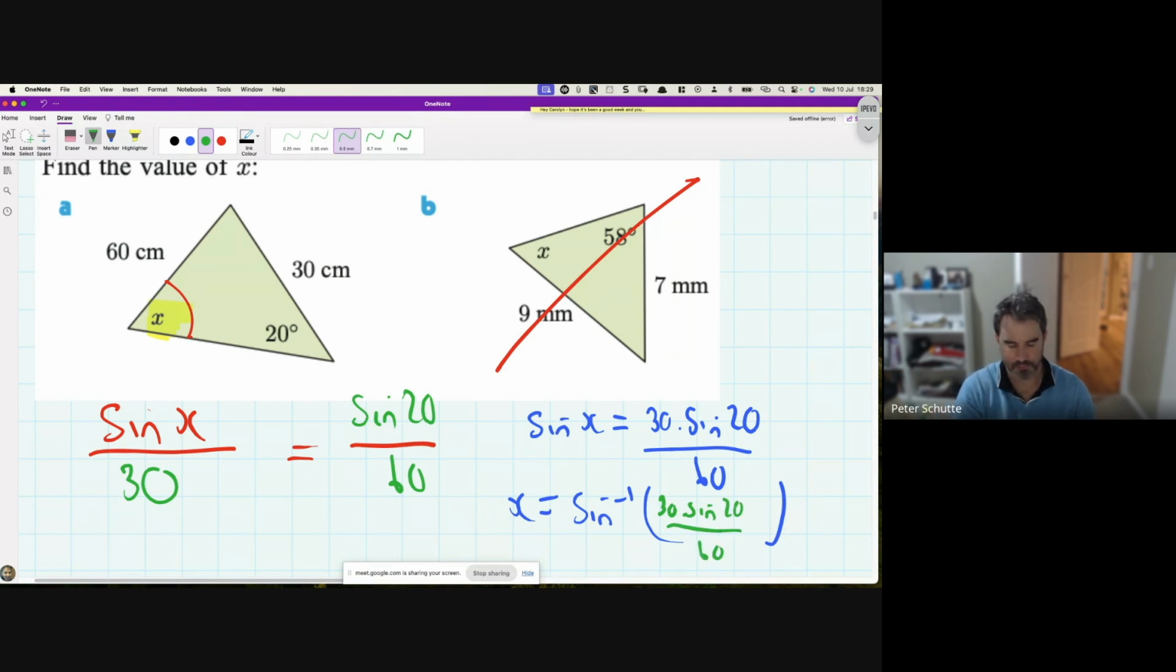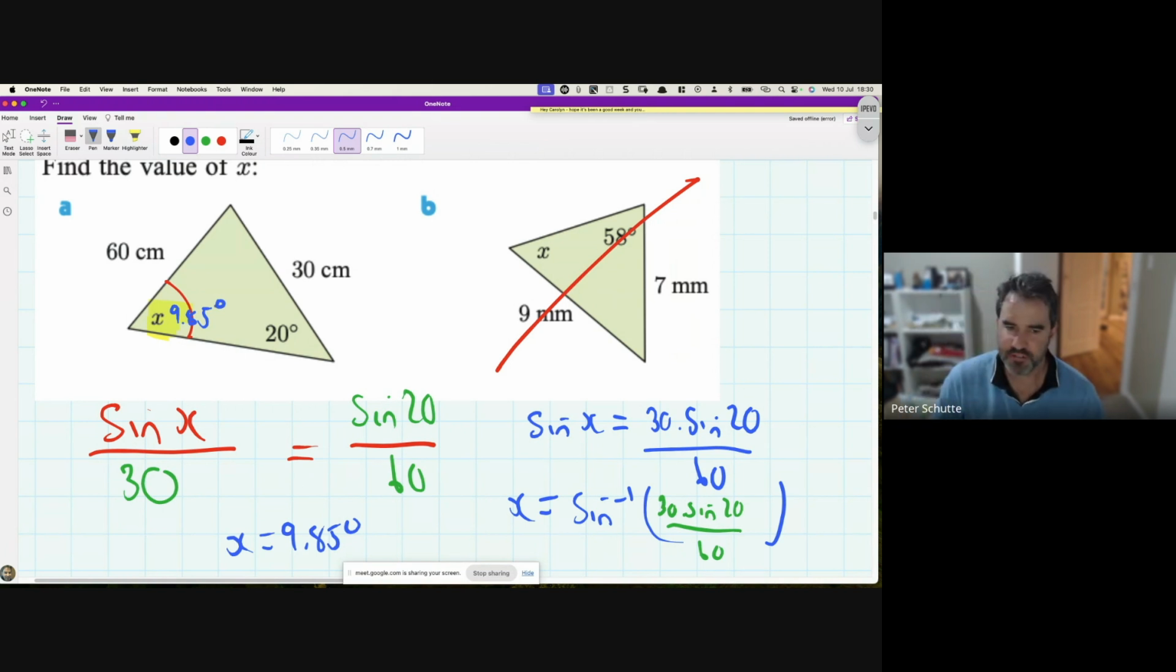Okay, let's see what I get. So shift, sine, fraction button, 30 sine 20 close bracket over 60 close big bracket equals, and I get 9.85 if I round off. So X should be 9.85, which seems a bit small, but yeah, that's fine.